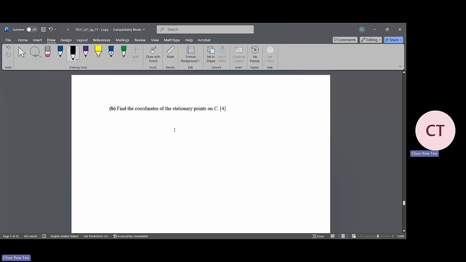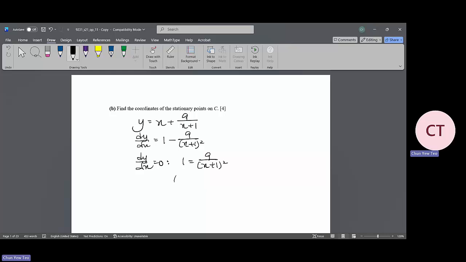Now we move on to B. We want to find the coordinates of the stationary points. So from part A just now, we already have these equations. So to find the dy/dx, we differentiate from here. Then you get this. To find stationary points, your dy/dx will be 0. So you get 1 equal to 9 over x plus 1 squared. So you get x plus 1 squared is equal to 9. Then you get x equal to negative 1 plus minus 3. So your x will be negative 4 and x will be 2.